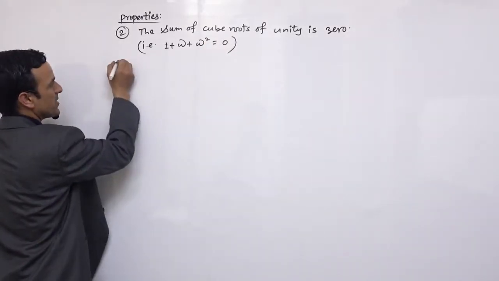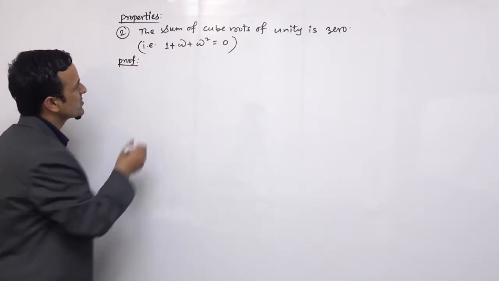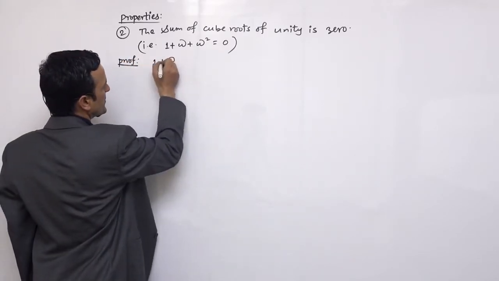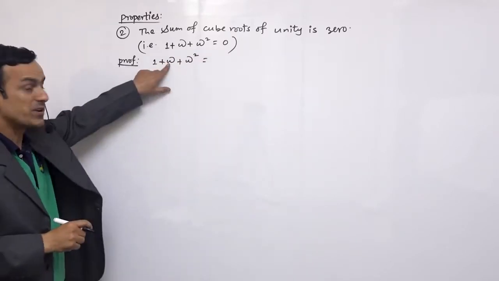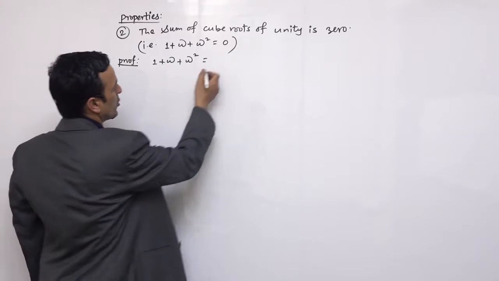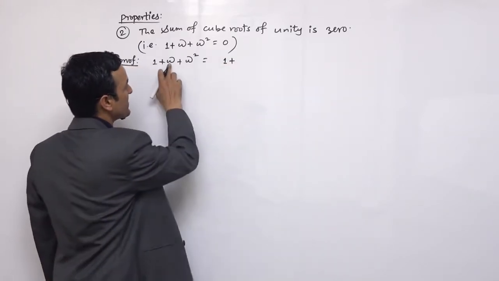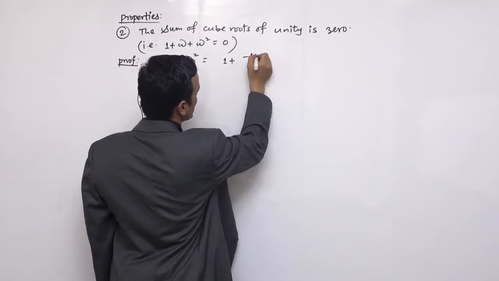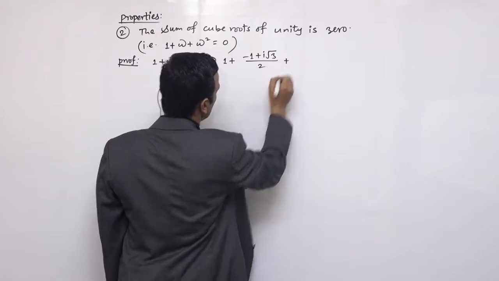So establish this property by proof. So let's write 1 plus omega square. It is not w, it is omega. So what does it mean? What is the value of omega? Just now we have supposed it as like this: minus 1 plus I root 3 divided by 2.